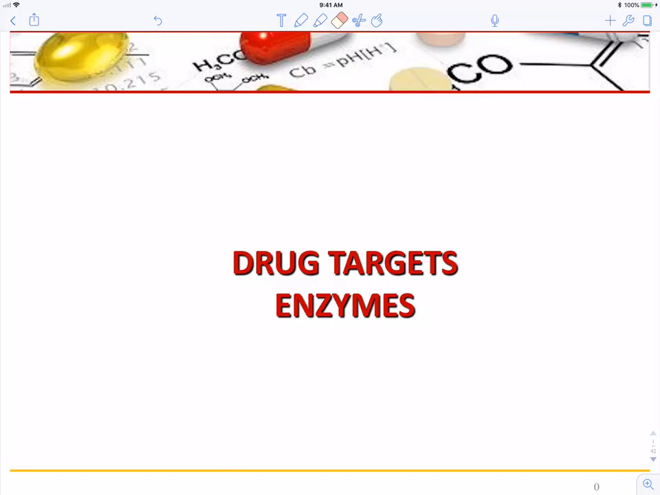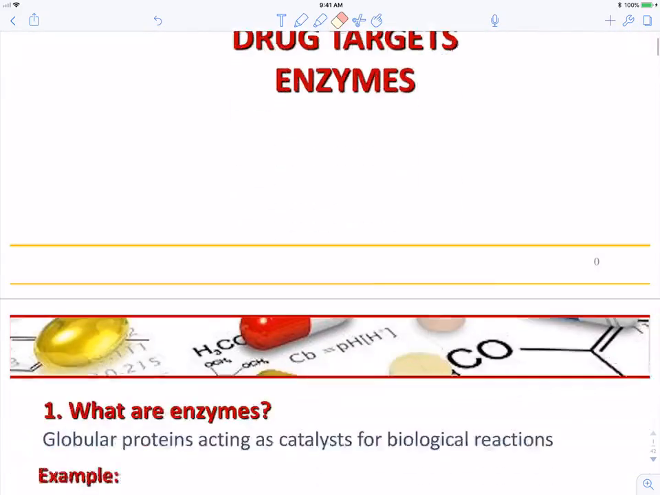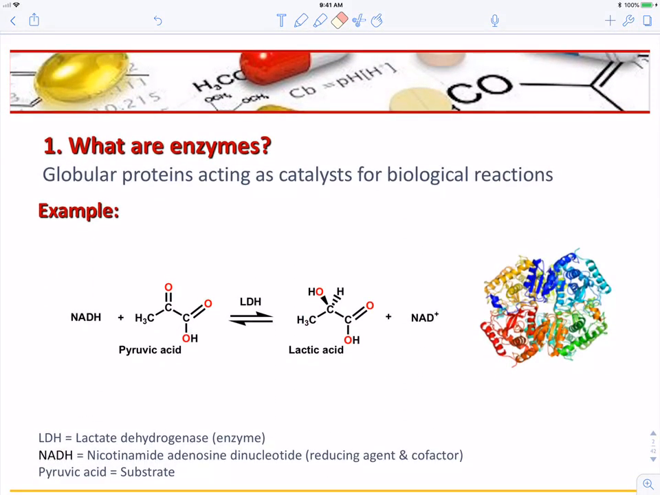In this lecture, we will discuss the use of drugs to modulate the activity of enzymes. So let's do a quick recap of what enzymes are. Enzymes are proteins acting as catalysts in biological reactions. In this example, we look at lactate dehydrogenase, which is converting pyruvic acid to lactic acid. Pyruvic acid is the last product of glycolysis.